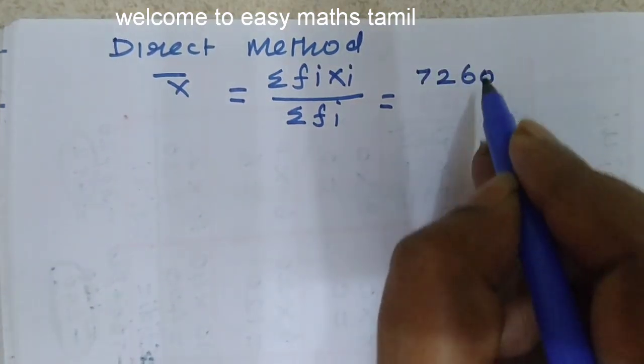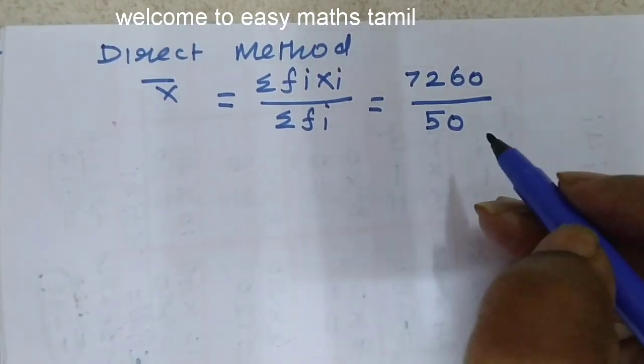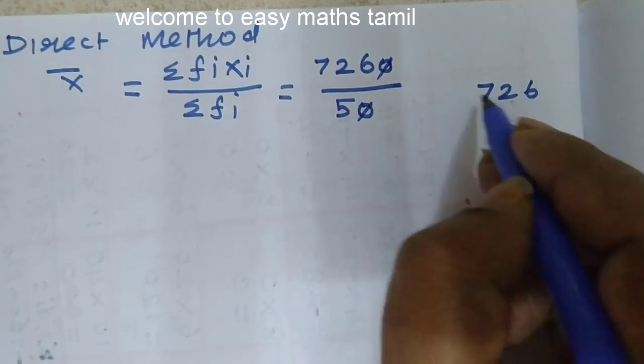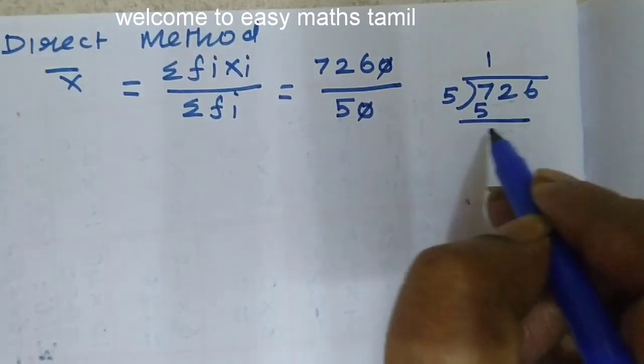Direct method: mean is equal to sigma fi xi divided by sigma fi. 7260 divided by 50 is 145.20.